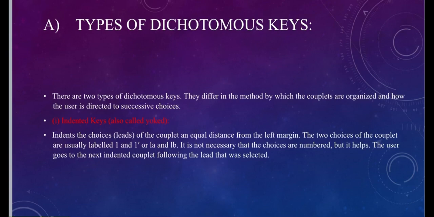It indents the choices of the couplet an equal distance from the left margin. The two choices of the couplet are usually labeled 1 and 1 dash, or 1A and 1B. It is not necessary that the choices are numbered, but it helps. The user goes to the next indented couplet following the lead that was selected.